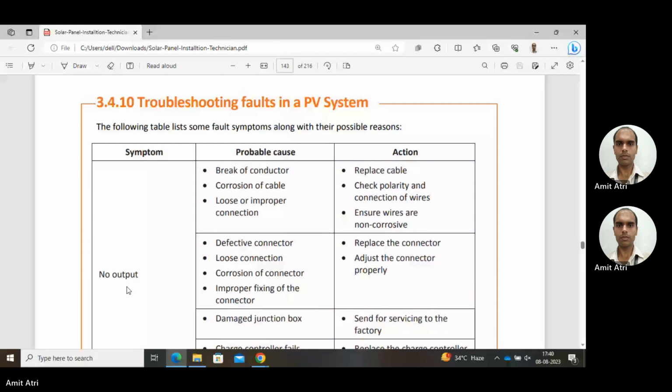The cause could be a break of conductor, meaning a wire that is broken. So we're not getting any output. In that case, replace the cable. Next, corrosion of cable. There could be corrosion. Or there could be an improper or loose connection, maybe like the positive wire is connected to the negative terminal.